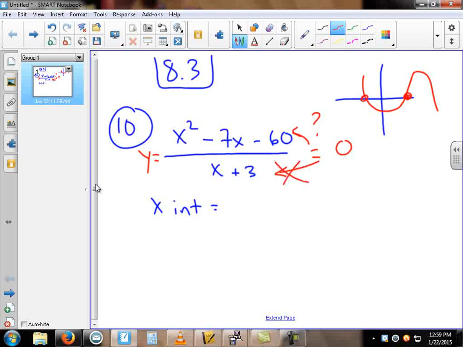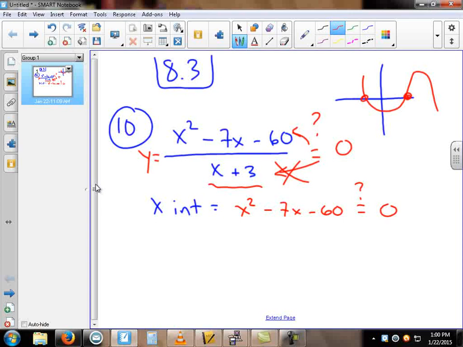Say it was 0 divided by any number down here. It doesn't matter. But if it's 0 on top, 0 divided by anything is 0. So when we look for x-intercepts, what we're really doing is taking the numerator, x squared minus 7x minus 60, and asking, when does it equal 0? Because if the top is 0, then the whole thing is 0. So that's our first half of the assignment. It's all about making the top be 0 to find the x-intercepts.